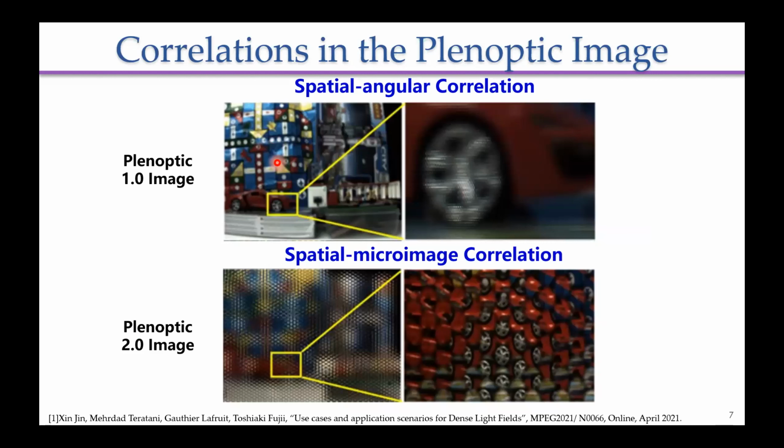If you enlarge the same portion or the same position of the area, magnify it, you see that in Plenoptic 1.0 they have so many tiny micro lenses and micro images. Inside each micro image, there is gradually changing intensity. Each pixel generally corresponds to some angular information.